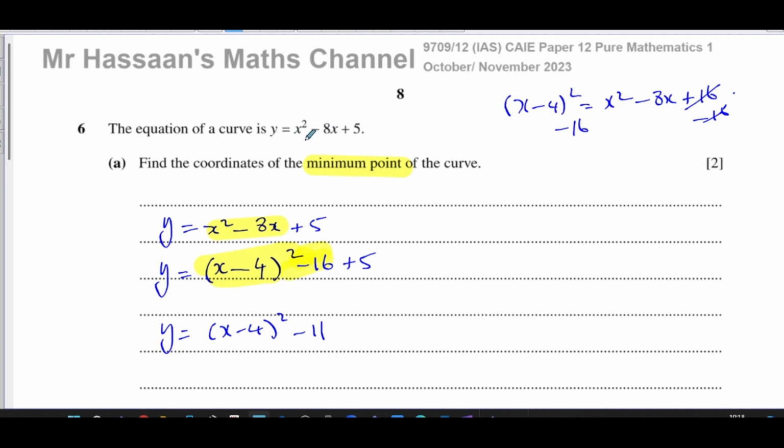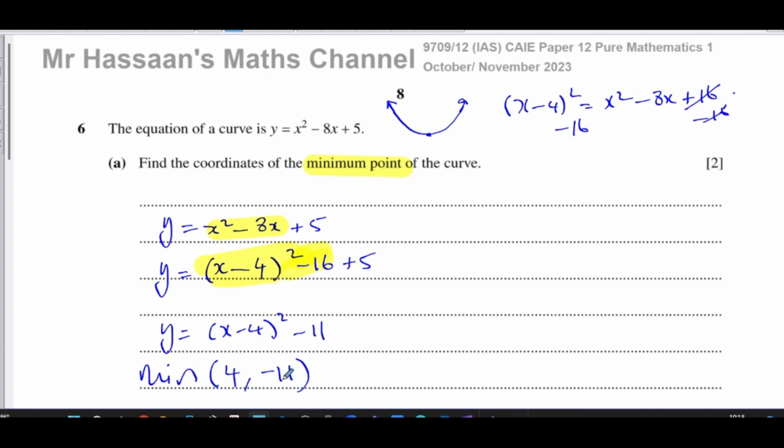Now, as this is a quadratic, it's going to have this type of smiley face, opening upwards kind of shape, and have a minimum point. And that minimum point is going to be the place where the x coordinate of the point will be the number that you have to put inside this bracket that makes the bracket 0, which is 4, because 4 minus 4 is 0, and whatever's left outside the bracket is the y coordinate of the vertex. So the minimum point is 4 and minus 11.